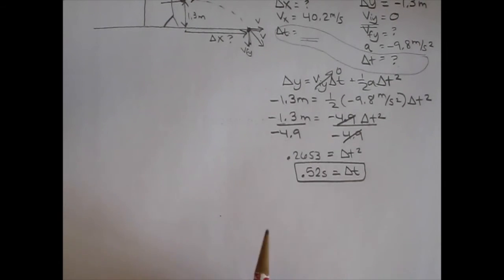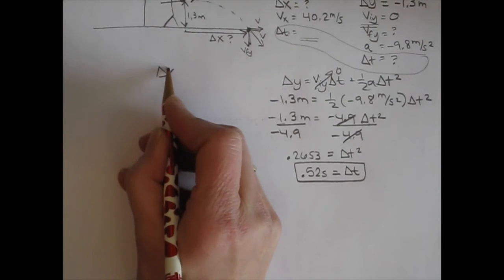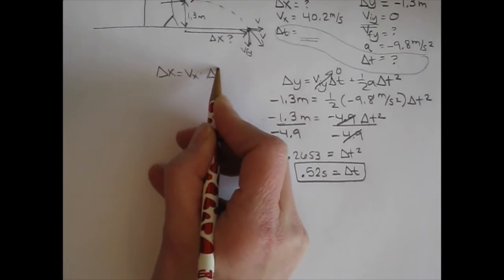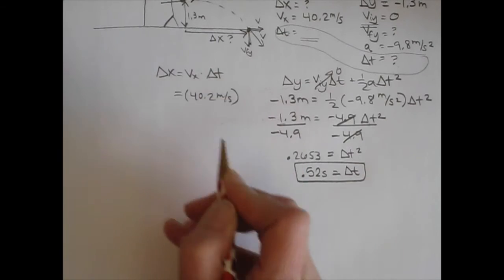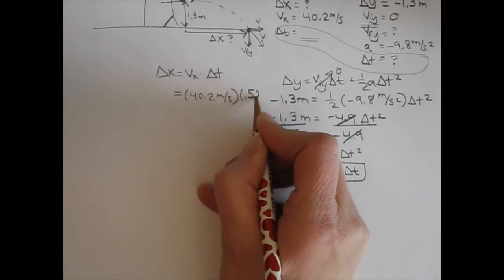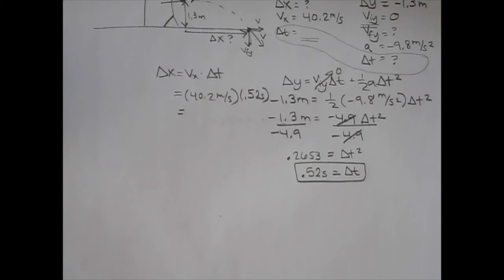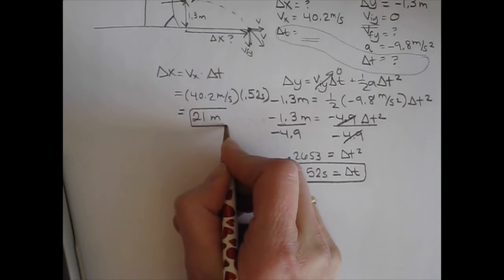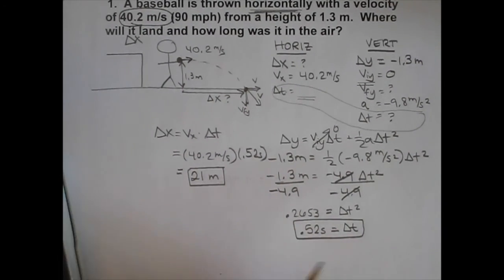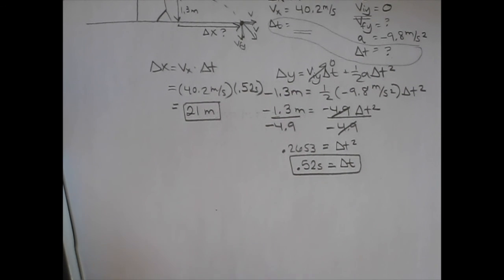Then where will it land? That's going to be delta x. So delta x equals Vx times delta t. And Vx is 40.2 meters per second. Delta t is 0.52 seconds. So multiplying that, we got 21 meters. Okay, so where will it land? It will land 21 meters away from where it was released, and it will be in the air for 0.52 seconds.